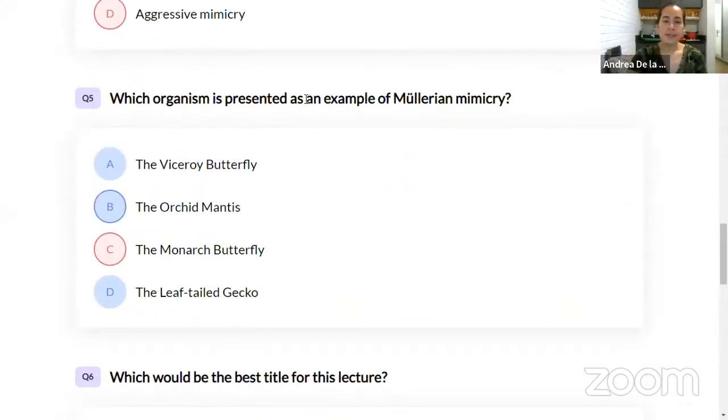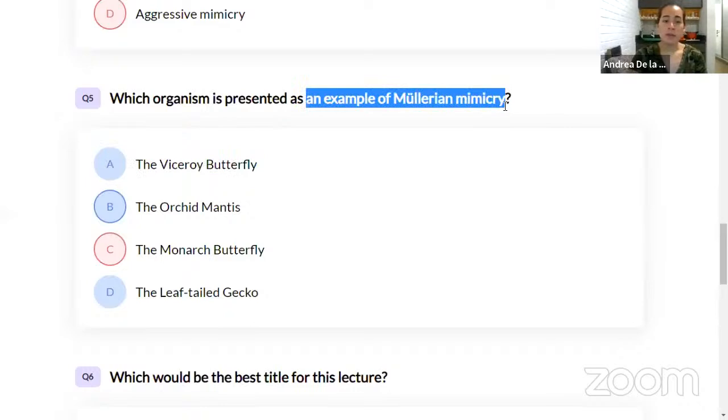Now, the organism presented as an example of aggressive mimicry was actually the orchid mantis. The butterflies were examples of Batesian mimicry, and the leaf-tailed gecko was an example of camouflage. So it has to be the orchid mantis.